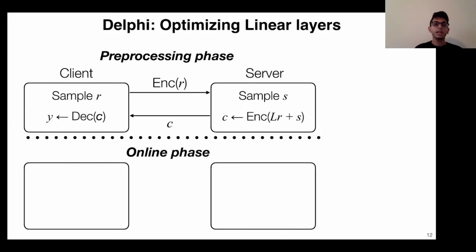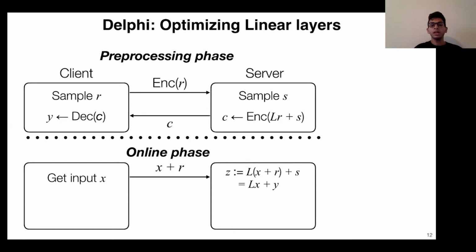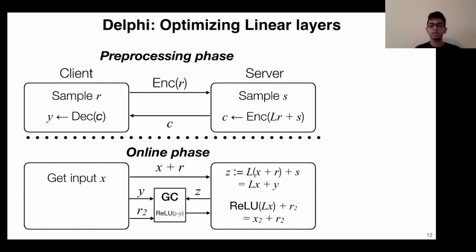Then in the online phase, when the client gets its input, it sends it to the server masked by the random value R, and the server can then homomorphically apply the linear layer to this masked value. The key thing to note now is that the client and server hold a secret share of Lx. The server has z equals Lx plus y, while the client has y, right? We take advantage of this by plugging this into the garbled circuit. So the client provides y and the server provides Lx plus y. The garbled circuit combines the secret shares and reconstructs Lx, then applies a ReLU to this and outputs a fresh share for the next linear layer operation. And so then the server and client can go ahead and compute the rest of the network iteratively.